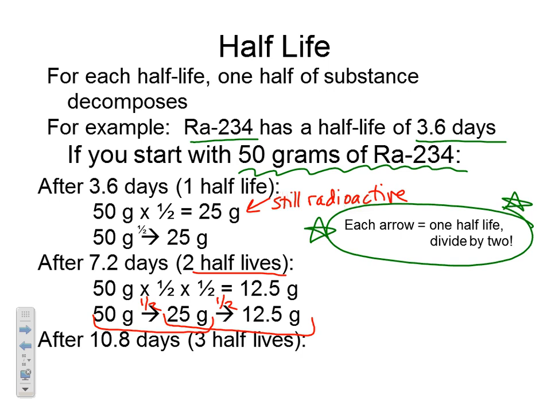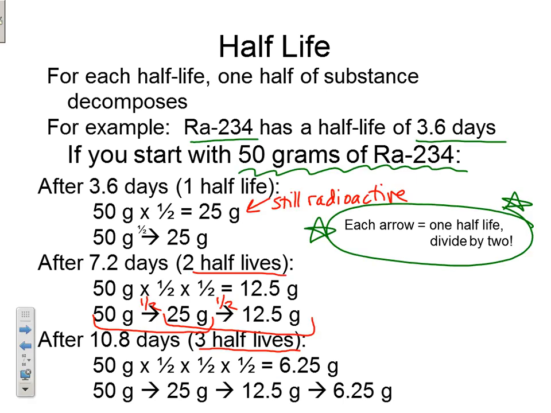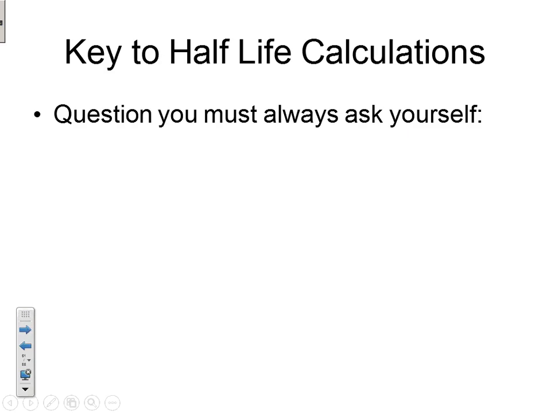After 10.8 days, which is time span allowing 3 half-lives to elapse, we're basically going to do this 3 times. For 3 half-lives, we're going to take half of half of half, i.e. 1/8. We get 6.25 grams. Or the method that I'm going to use, 50 to 25, that's the first half-life. 25 to 12.5, that's the second half-life. 12.5 to 6.25, that's the third half-life. And after each half-life, I'm taking half. That's literally what half-life means. You take half.